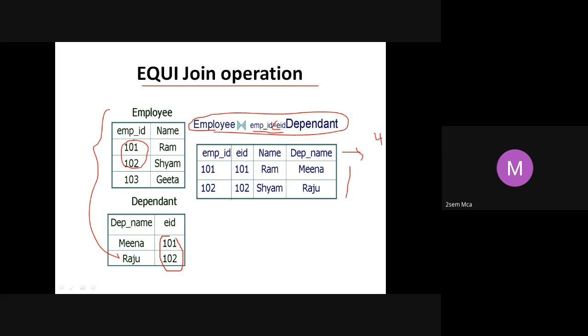You don't have 103 in dependent, so this will get dropped. This will get eliminated. Hence, you will have 2 tuples only. Clear to you, Akhil? Okay, ma'am, I got it. Yeah. Any other doubts, anyone?